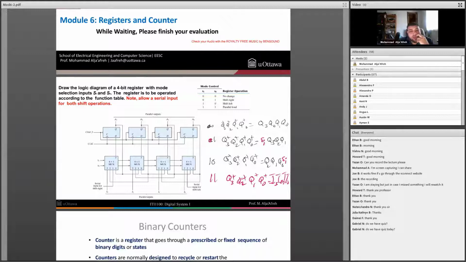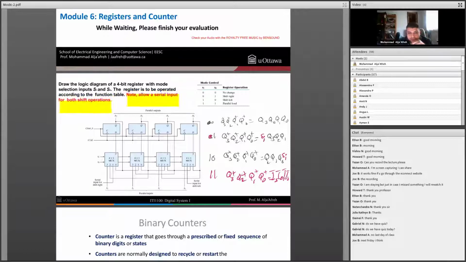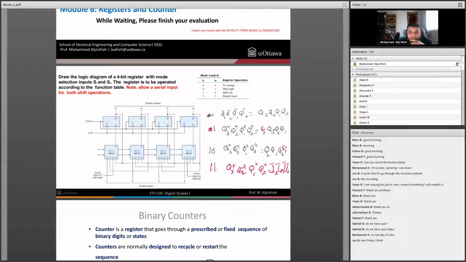Okay, so you remember the question that I got stuck on because I did not read the point which said to allow a serial input for both shift operations. So I'm withdrawing my attack on the bug. I sucked that day, not the bug. Okay, so with regards to that question, if you can see, allow a serial input for both shift operations.